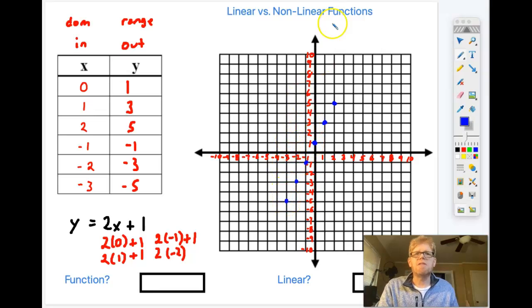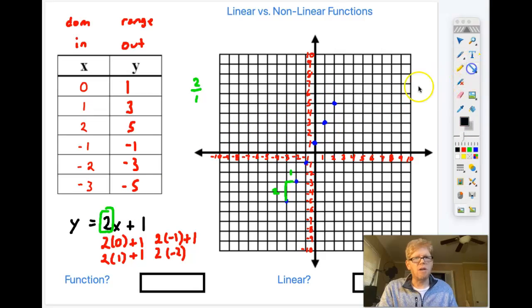Now, if we look, we can see that this is going to be a line. We can see even that we can calculate our slope here. If you look between this point and this one, we can go up 2, so our rise is going to be 2, and our run is going to be 1. So that gives us a slope of 2 over 1, which is exactly what we have here. That's our slope. This is a linear function.